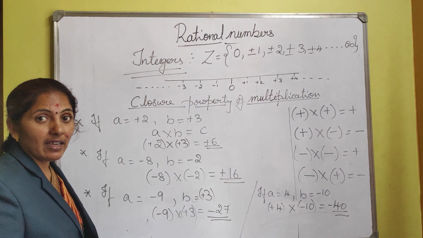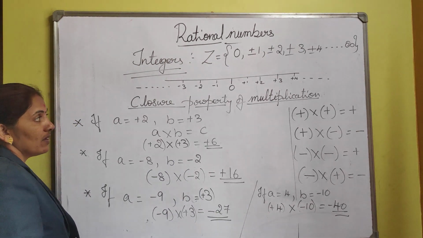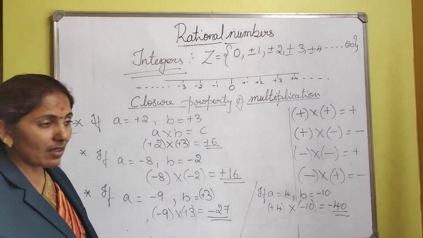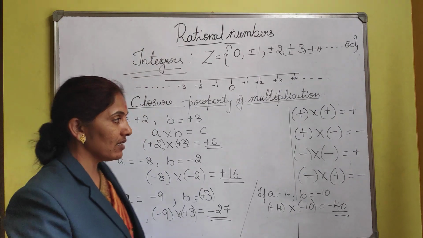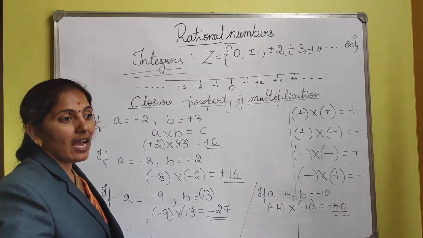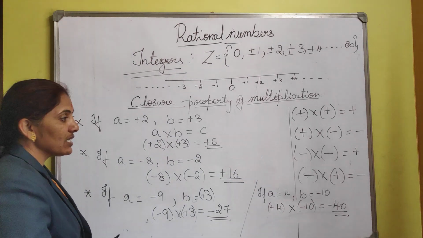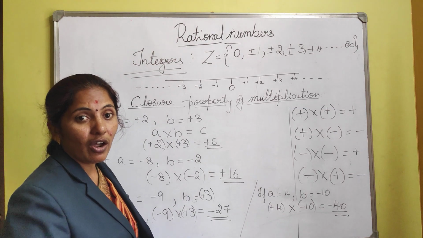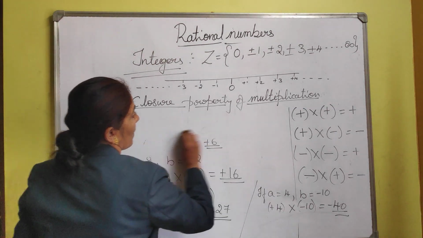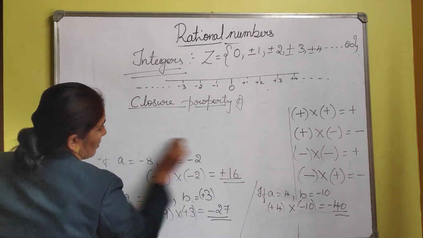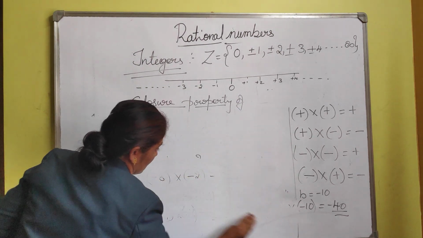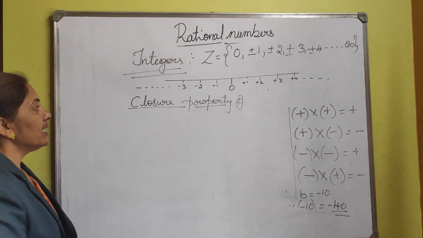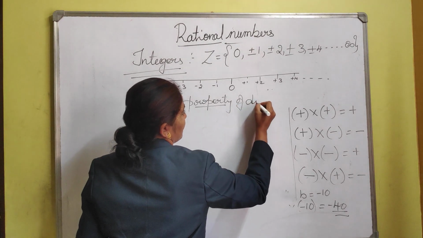In the same way, the same rule is applied even for division, that is, the multiplication of like signs and the multiplication of unlike signs. Using the same rule, let us check whether the closure property of division is satisfied or not. Now, let us check the closure property of division.